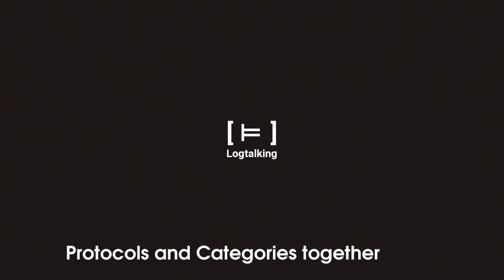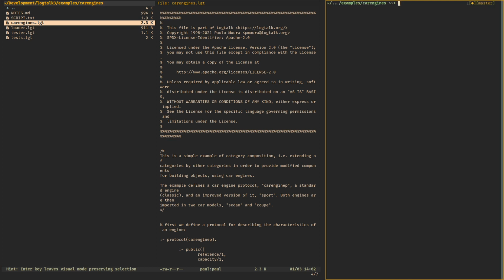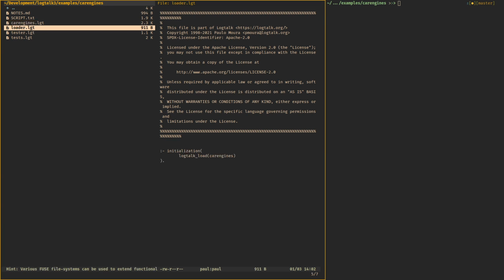Okay, so we looked at the planets and we had a protocol there and we had a category there. And I mentioned we could use them together, and that's exactly what we're going to look at in this one. So we're over in Logtalk Examples again, and this is the car engines example, which is perfect to follow up from the planets example. It's just like every other example, there's a loader and the tester.